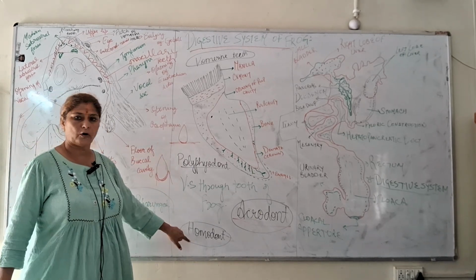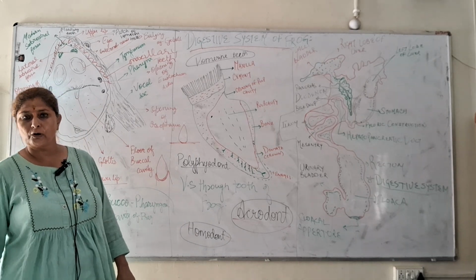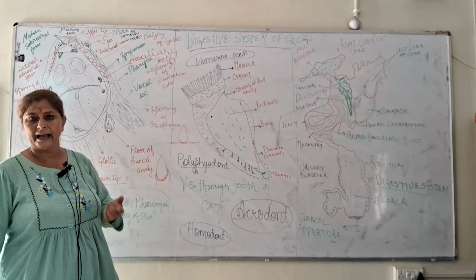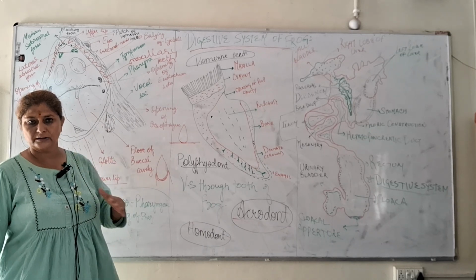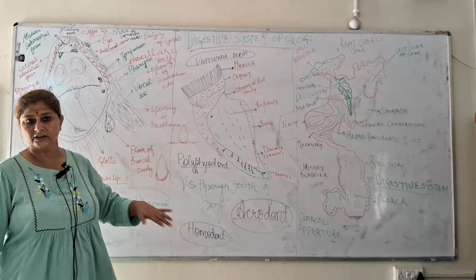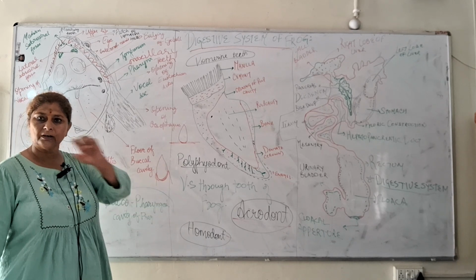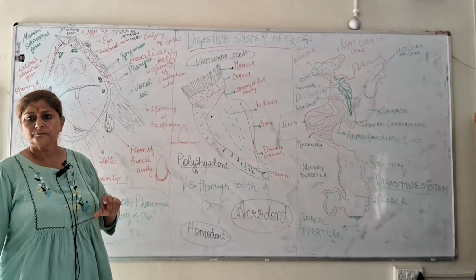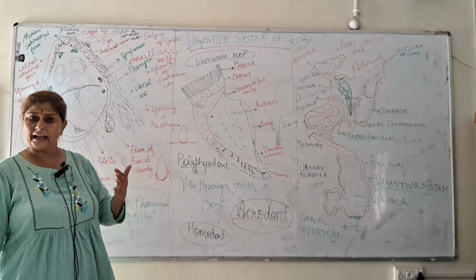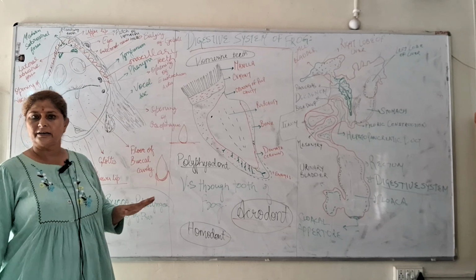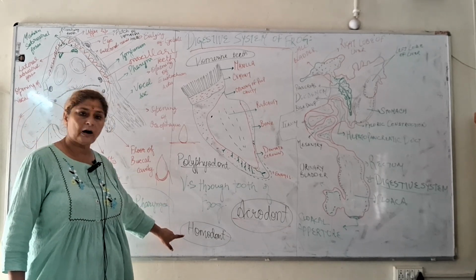Then there is homodont. What is the term homodont? Like in our teeth, there are canines, incisors, premolars and molars. This classification is not present in these teeth. Their teeth are of a similar type, structurally as well as functionally. They are all similar teeth, so they are called homodont.